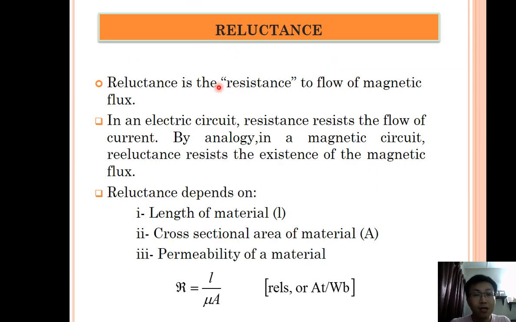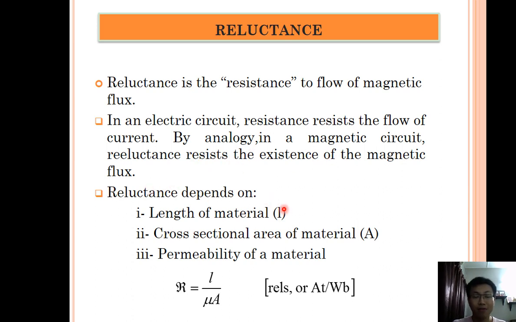So reluctance. Reluctance is the resistance to flow of magnetic flux. In the electric circuit, we have a resistance. Resistance is used to retard the current. Reluctance is used to resist the flow of magnetic flux. In an electric circuit, resistance resists the flow of a current. By analogy, in a magnetic circuit, reluctance resists the magnetic flux.